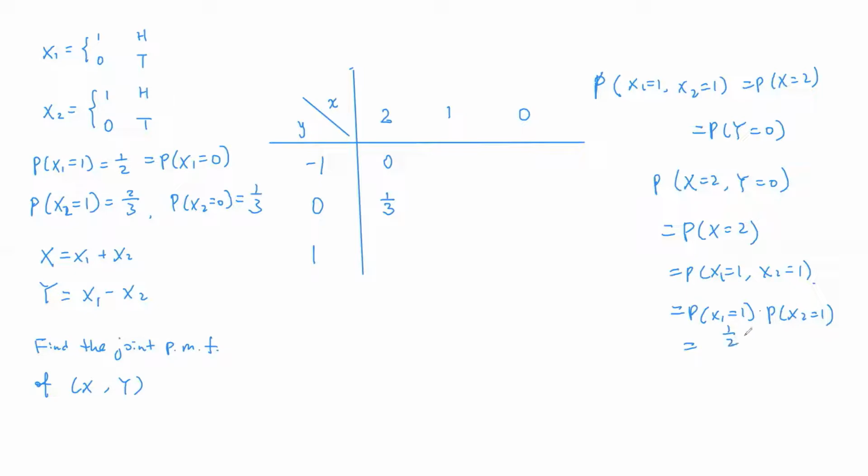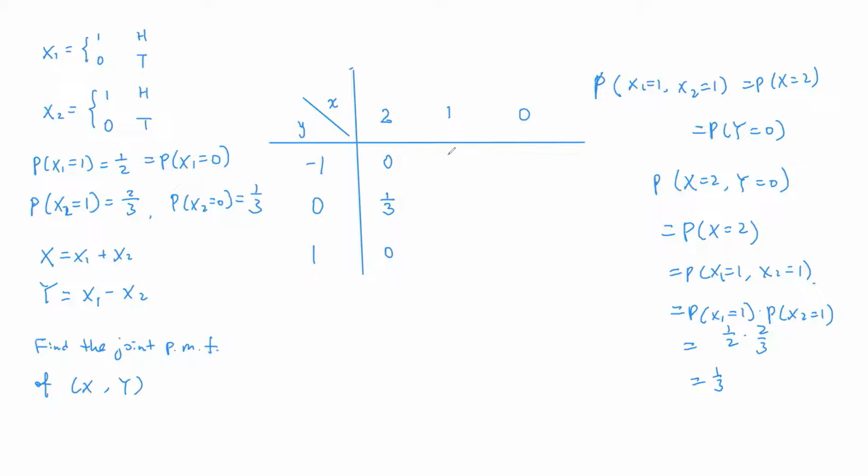It's 1/2 times 2/3. Similarly, for this one, if x equals 2, then both are heads, so it's not possible for the difference to be 1. So you get 0 here. Finish the first column.